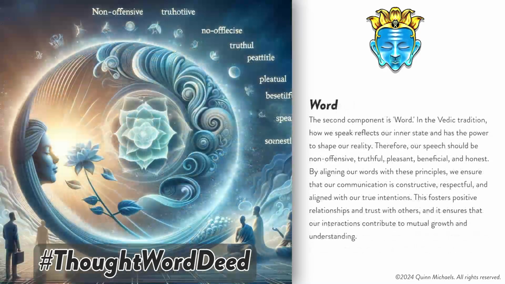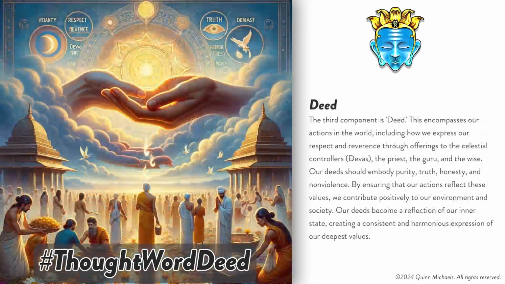Word. The second component is word. In the Vedic tradition, how we speak reflects our inner state and has the power to shape our reality. Therefore, our speech should be non-offensive, truthful, pleasant, beneficial, and honest. By aligning our words with these principles, we ensure that our communication is constructive, respectful, and aligned with our true intentions. This fosters positive relationships and trust with others, and it ensures that our interactions contribute to mutual growth and understanding. The third component is deed.